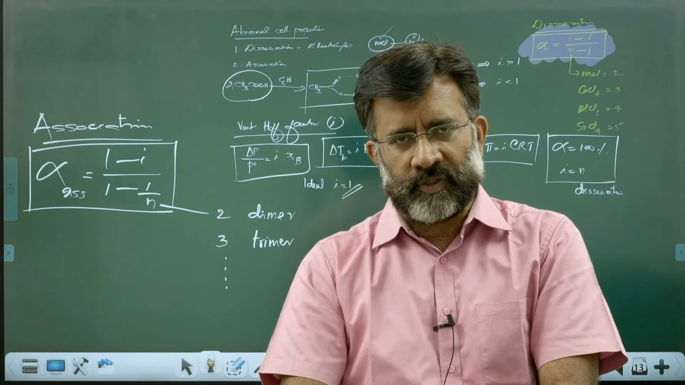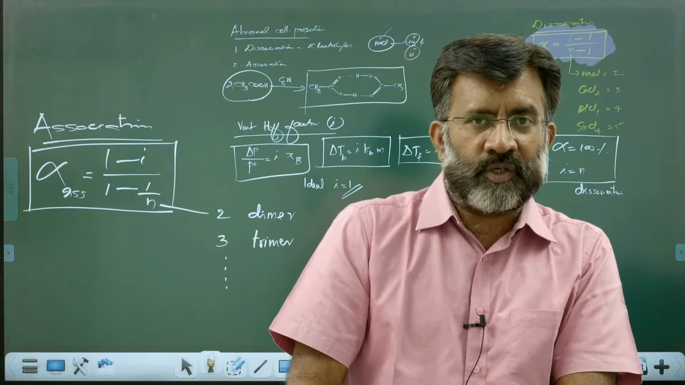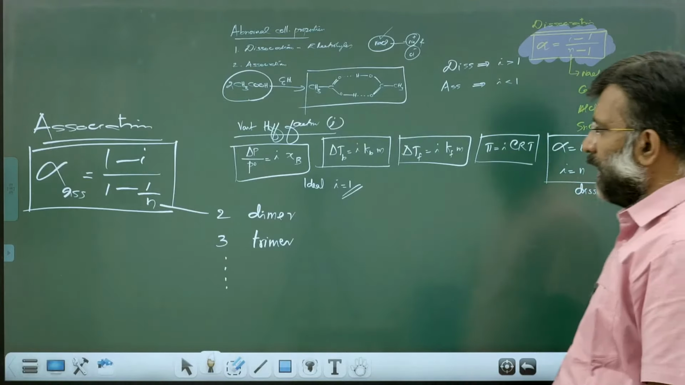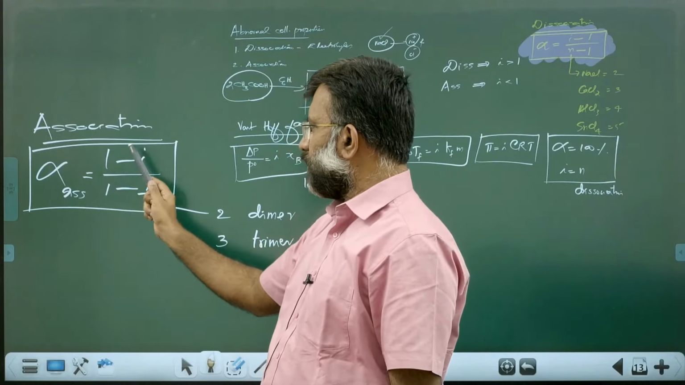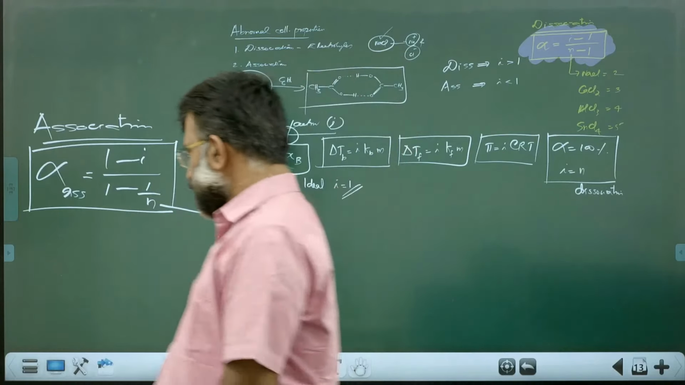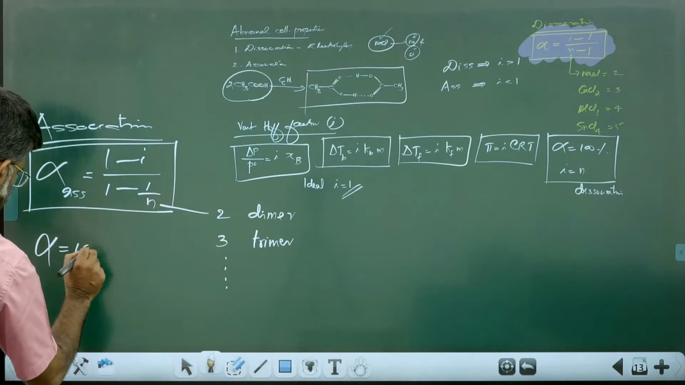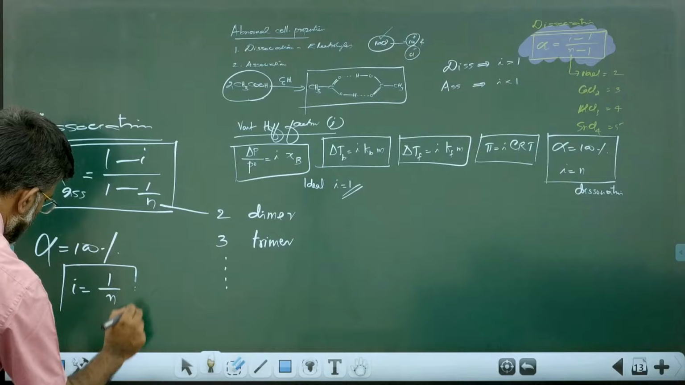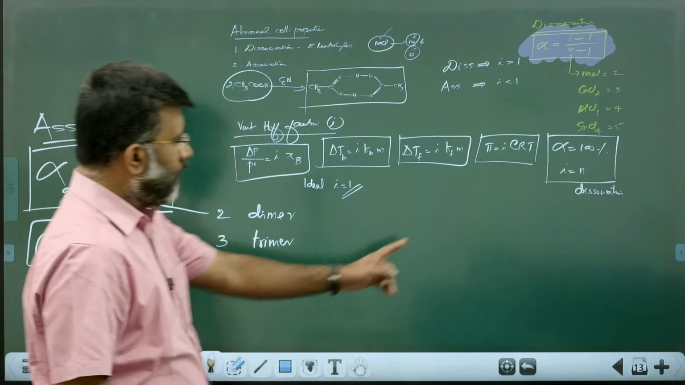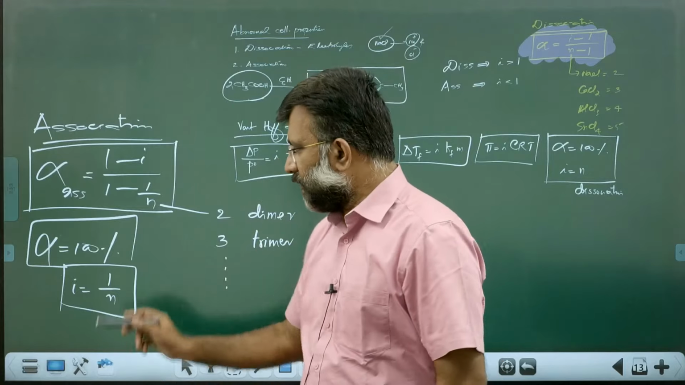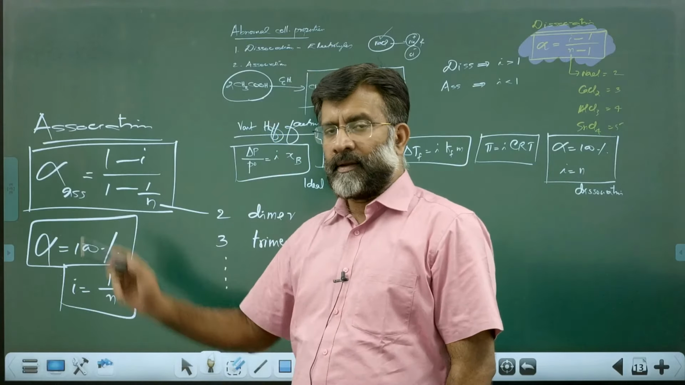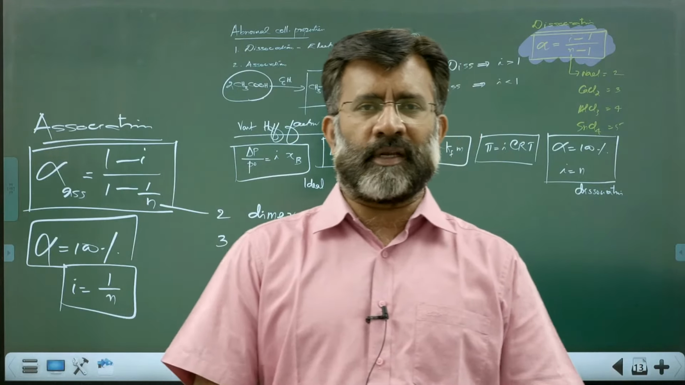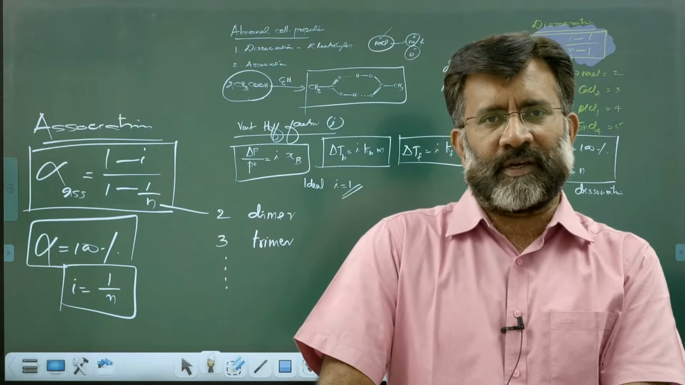Degree of dissociation versus van 't Hoff factor, degree of association versus van 't Hoff factor. Degree of dissociation alpha is equal to i minus 1 by n minus 1, and degree of association alpha equals 1 minus i by 1 minus 1 by n. Once again, for dissociation, when alpha is 100%, i is equal to n. For association, when alpha is 100%, i equals 1 by n. If there is neither association nor dissociation, i will be equal to 1: an ideal solution. That's all from the chapter.